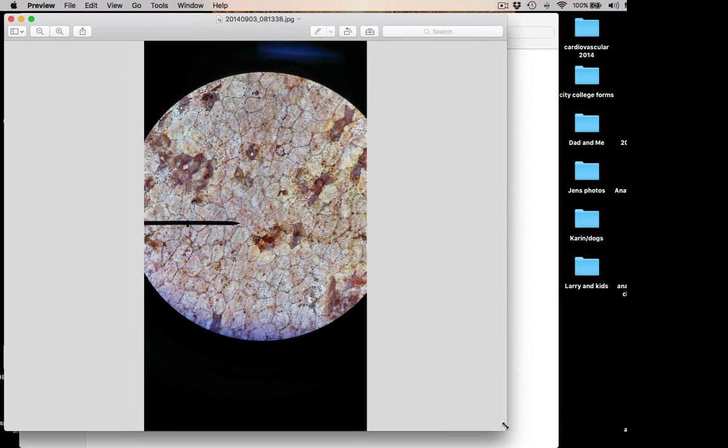Now this slide is something they call a whole mount. They are taking the epithelial tissue and placing it on top of the microscope slide, so you are actually looking down on the tissue. You're seeing this whole sheet of epithelial tissue.